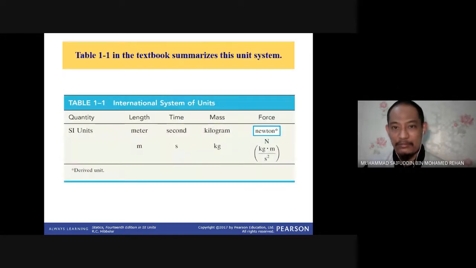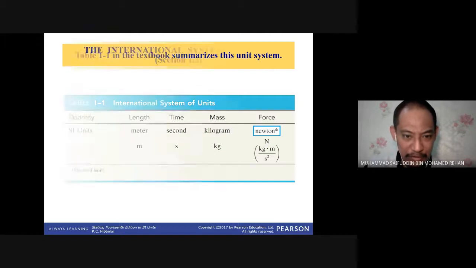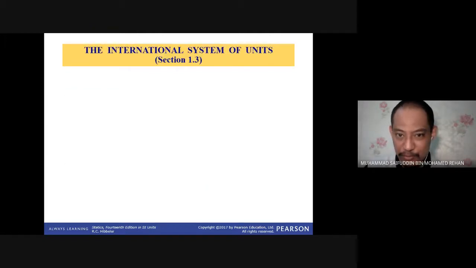Now, in terms of the unit itself, it's meter for length, second for time, kilogram for mass, and Newton for force. And from F equal to m times a, I think you can derive how Newton equals kilogram meter per second square, right? So all of this we have covered before, I think in school, right?